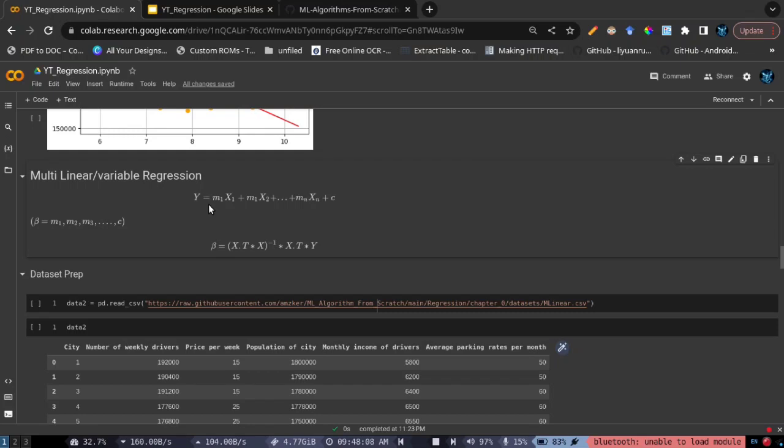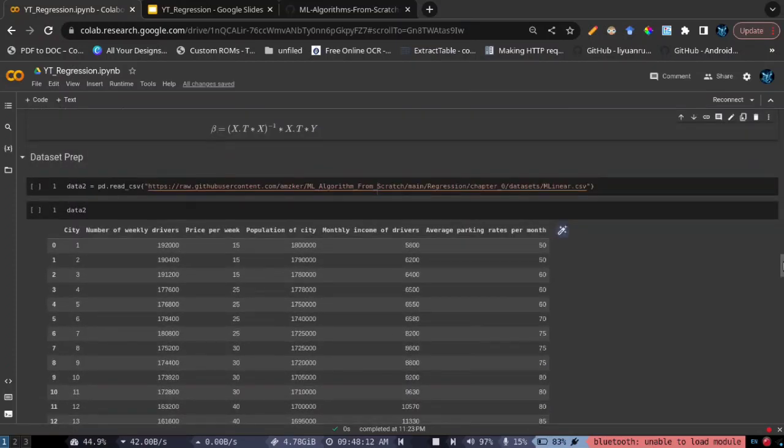I already added the data, observed the data. In data, you can see city is kind of like 1, 2, 3, 4, 5, 6, 7, 8, 9, 10. So we don't want to include that. You can include that if you want, but what this data is for is the population of city, number of weekly drivers, monthly income of drivers and average parking rates per month.